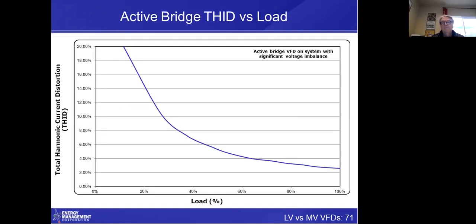This is your active bridge, and this is the best. You'll notice that this is on a highly unbalanced system. In our shop, where we measured this, you're down here about 2.5% distortion. Fantastic. But as you lower the load, then that performs less well because the harmonics in an active bridge are generally the same regardless of load.